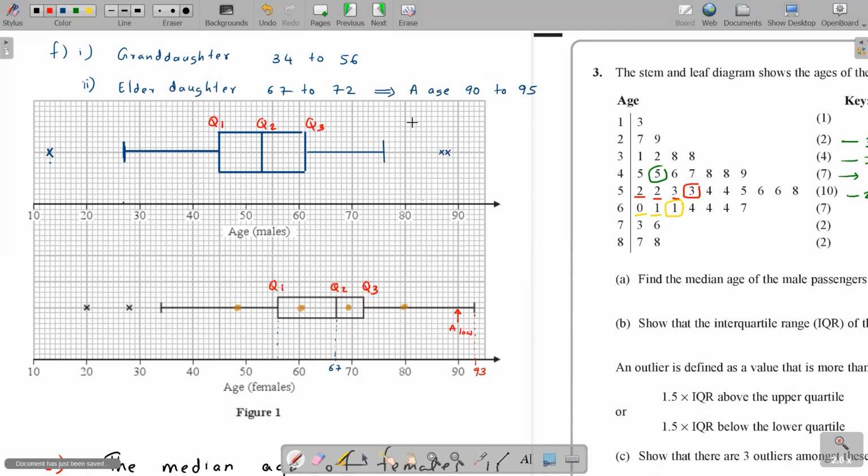So then here A's age, Anja's age is in the range 90 to 93. So this is the range of Anja's age. Okay, so this is the important thing.